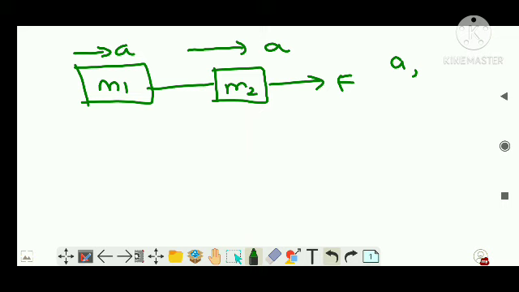Clear? So if you are applying force in this way, both mass m1 and m2 will have the same displacement, as well as the same velocity, and since velocity change is the same, their acceleration is also the same. Okay, simple, right?